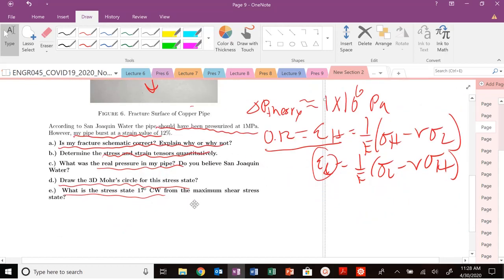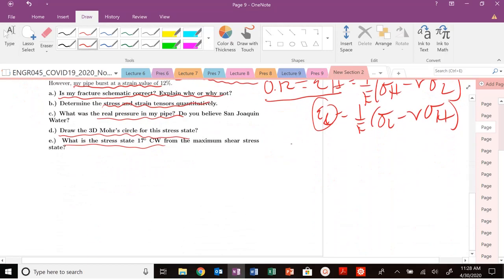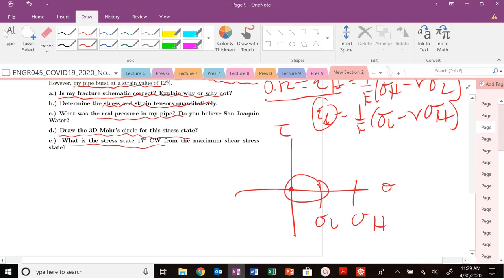Draw the 3D Mohr circle for this stress state? Well, we know for this stress state, we're already in the principal stress state. So your 3D Mohr circle for any thin walled pressure vessel, if you're in that kind of initial stress state, so if I do my tau sigma, I have sigma H larger than sigma L and 0. So I have a circle here. Excuse me. Let me undo that. So I have a circle that goes through here, a circle goes through here, and a circle connects 0 and 0. That's it. That's my 3D Mohr circle.